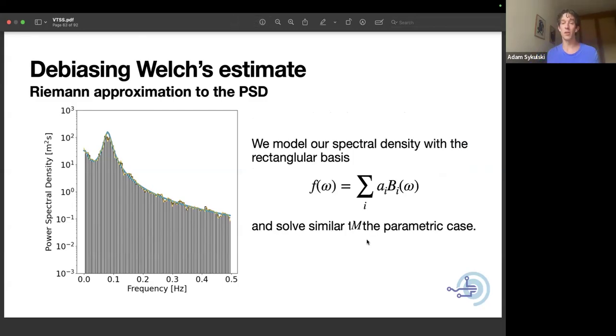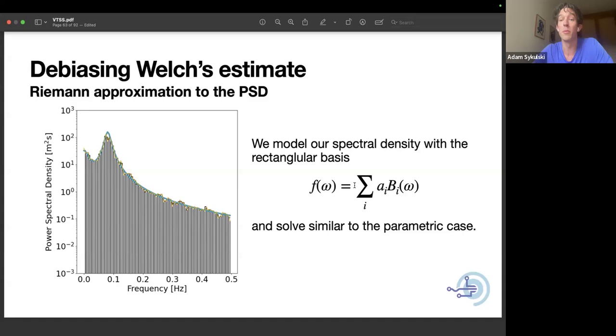What we can do from that is construct a non-parametric model of our spectral density, just with a simple rectangular basis. So our F omega is just going to be a sum over bases B. Of course, we need to estimate these A's, and we're going to solve similar to the parametric case.